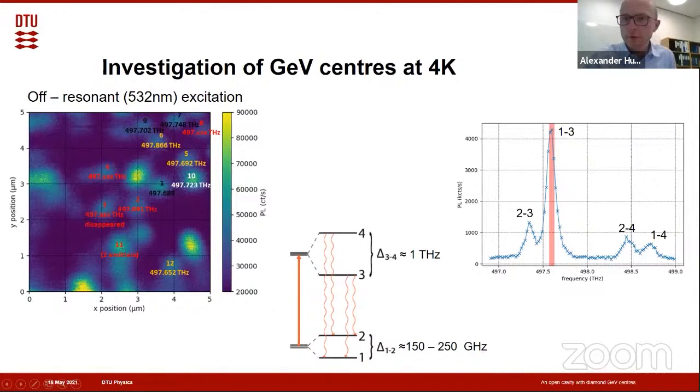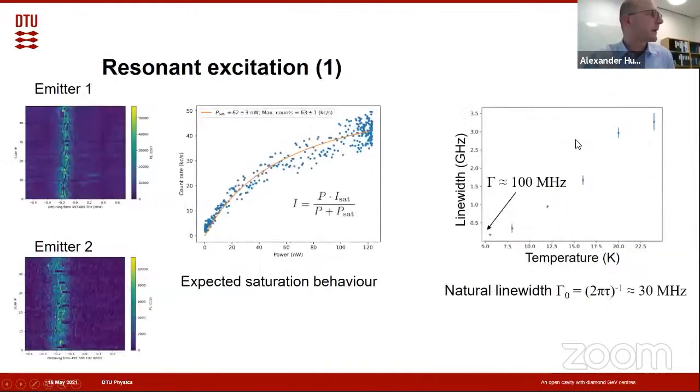Now, we use the spectra to locate our resonant laser onto the transition 1, 3, which is the strongest one in this case, and then perform a resonant scan of this laser across this line. And if the emitter is behaving nicely, then a repeated scan across the emitter yields a spectrum as we see here. So this is about 50 scans carried out over about 1 minute. And we see that this emitter at least behaved rather nicely. So it's a fairly stable transmission.